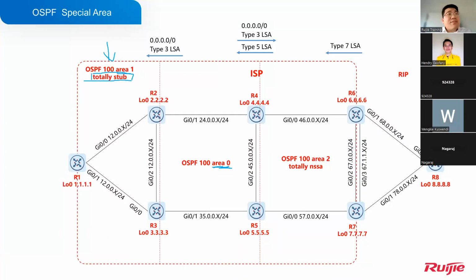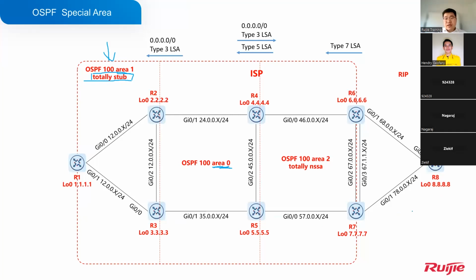Yeah, area 0 is a backbone area. Backbone area means the LSDB of area 0 will contain all the LSAs in the network. No matter type 1, 2, 3, 4, 5, or even this kind of LSAs can be found in area 0's LSDB.